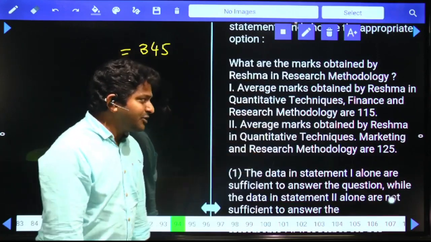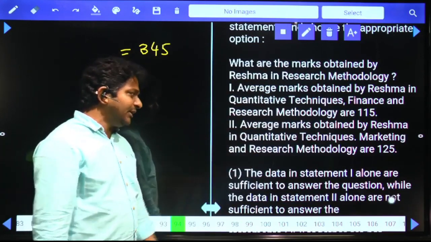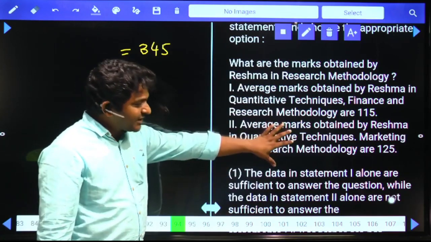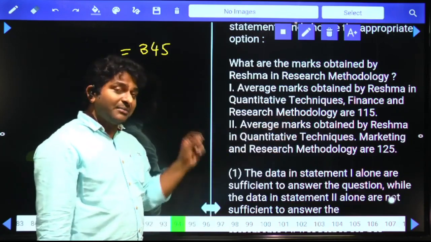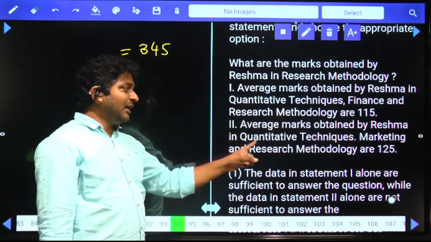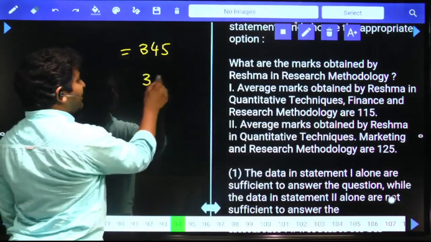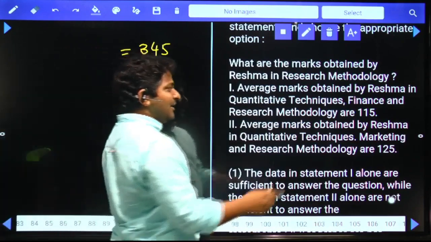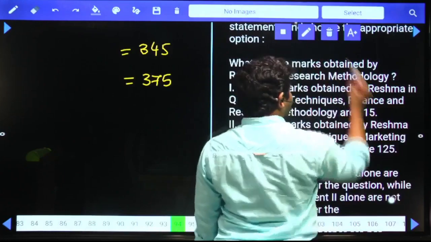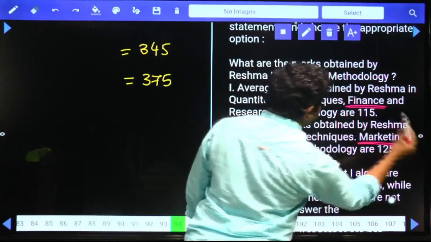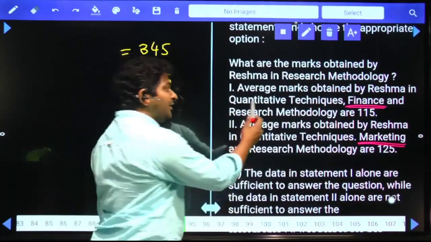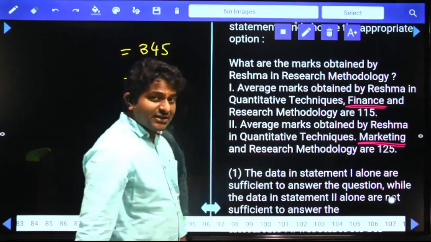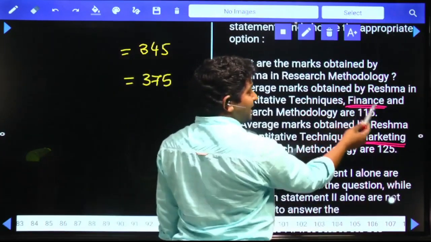Next one: the average marks obtained by Reshma in quantitative techniques, marketing, and research methodology is 125. Using the second statement also we can calculate the sum of marks obtained by Reshma in 3 subjects, which becomes 375. Using these 2 statements, we can calculate only the difference of marks obtained by Reshma in the finance department and the marketing department. That's it, because quantitative techniques is common, and research methodology is also common. Only difference is, in place of finance, we have marketing.